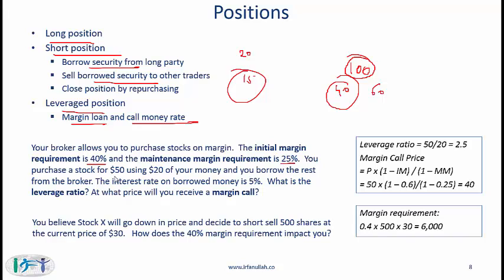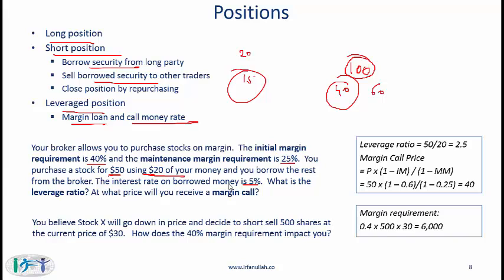You purchase a stock for 50 using 20 of your own money and borrow the rest. So this initial margin requirement of 40% means that you need to put in at least 40% of your money. If you want, you can put in more, and that's what you've done here. You've put in 40% of your money, so you've put in 20, and you have borrowed the rest, so you borrowed 30. The interest rate on borrowed money is 5%.